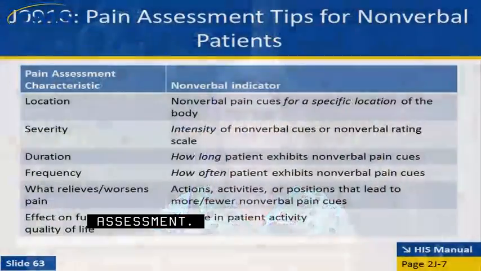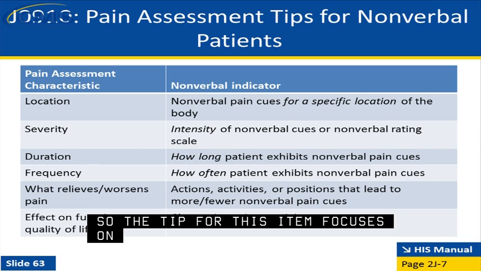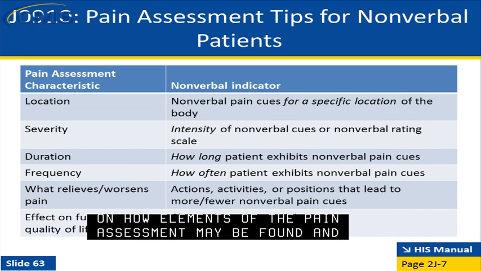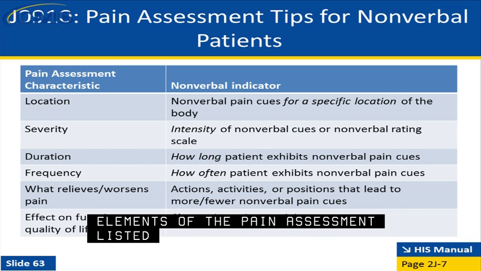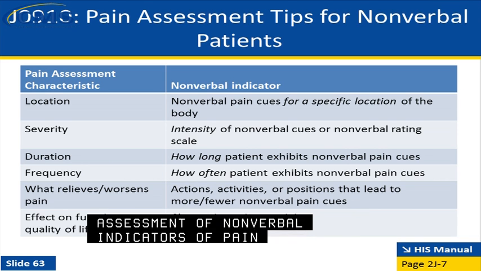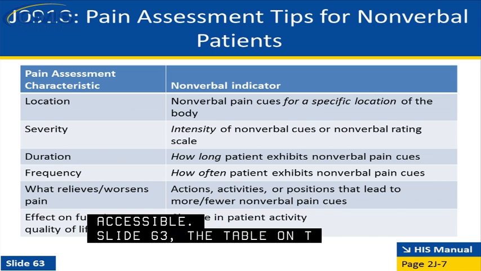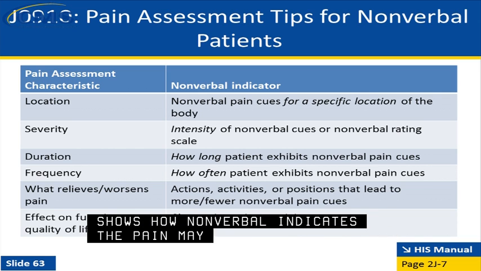So our tip for this item focuses on how elements of the pain assessment for nonverbal patients may be found in clinical record documentation. It is possible to include elements of the pain assessment listed in J0910C for nonverbal patients. Clinical notes about assessment of nonverbal indicators of pain are acceptable. And slide 63, the table here on this slide, shows how nonverbal indicators of pain may appear in clinical record documentation. I want to just take a couple minutes and walk through this table.